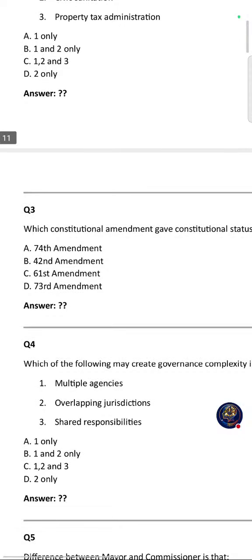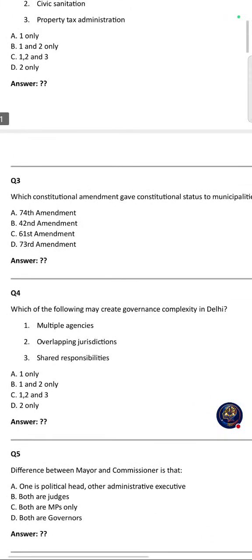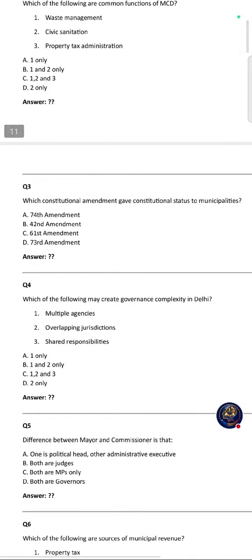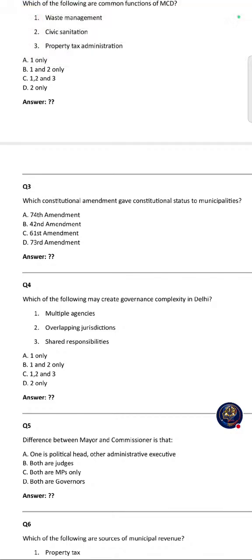Next question. Which constitutional amendment gave constitutional status to municipalities? Can anyone answer this question? Which option? Yeah, A is correct. 74th Amendment.